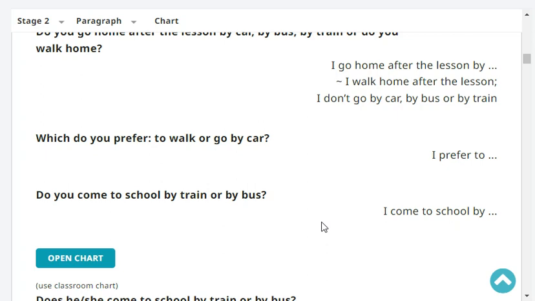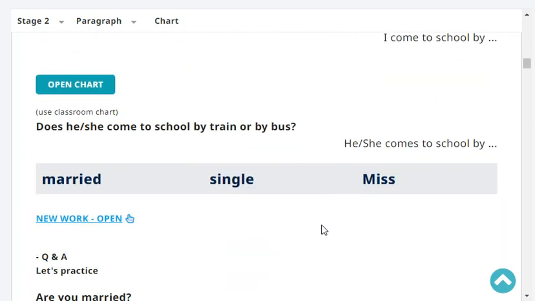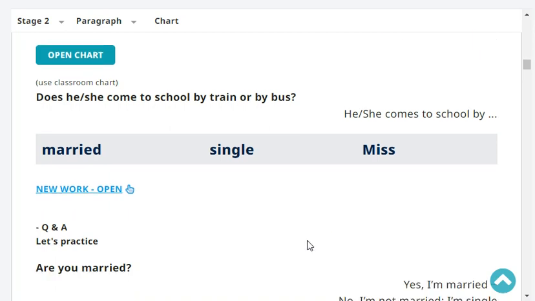Do you come to school by train or by bus? I come to school by train. Does she come to school by train or by bus? She comes to school by train. Very good.